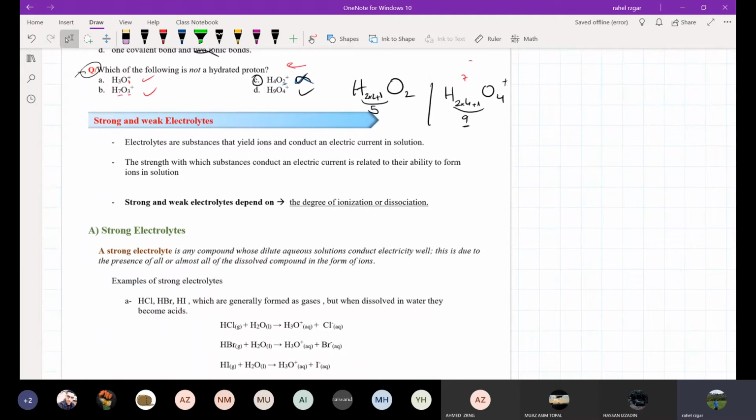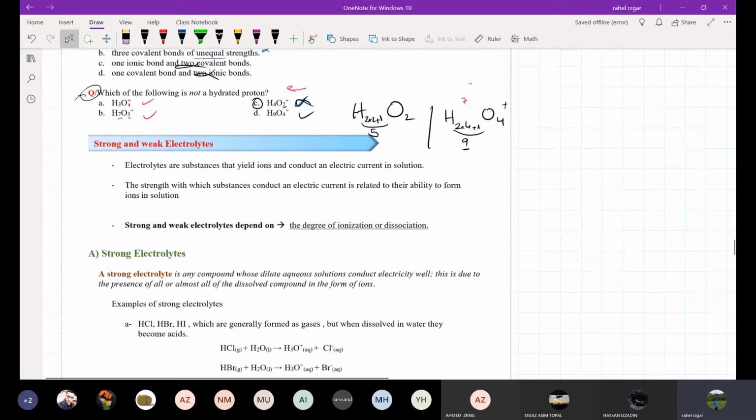Let's look at strong and weak electrolytes. In chapter 1, we only studied whether something is an electrolyte or not. Now we talk about electrolytes also being divided into strong and weak. What does it mean, strong and weak electrolytes? Some of them conduct electricity very well, very strongly. That is a strong electrolyte. Some of them conduct electricity very weakly or very poorly. We call that a weak electrolyte. It conducts electricity, but it is weak. It's not a lot.